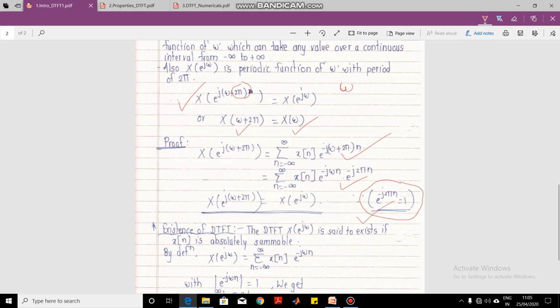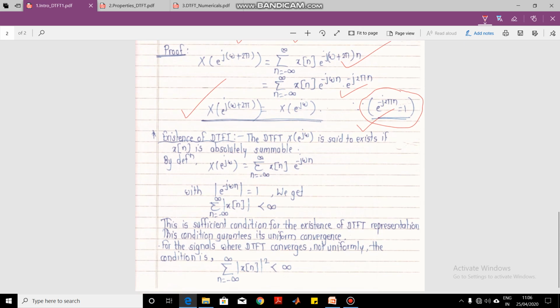We have already computed this in the previous numericals and in our previous theory. This is called Euler's identity. So using Euler's identity and substituting 2πn in place of θ, we can compute that this result equals 1. That's why this shows that this is a periodic signal.